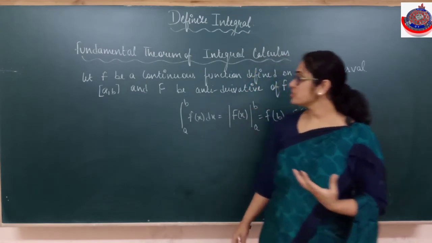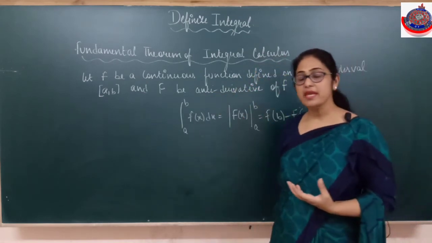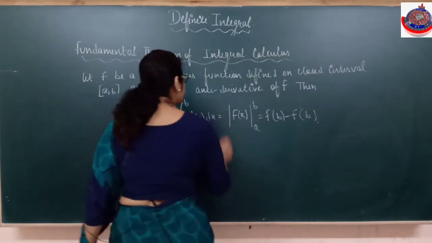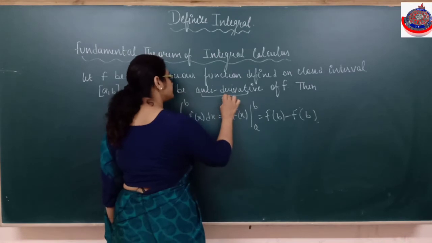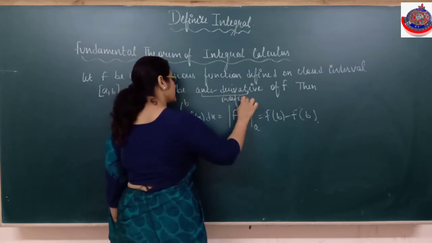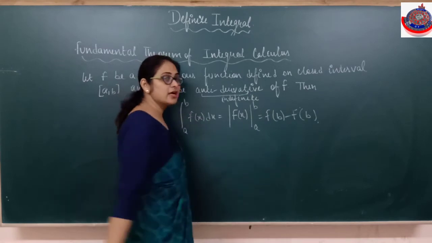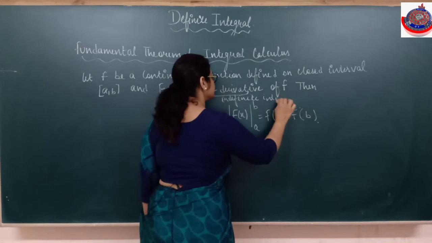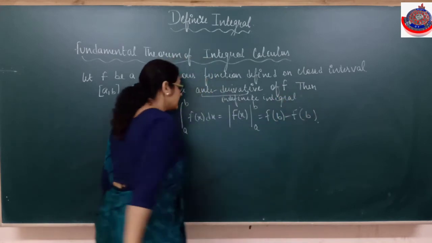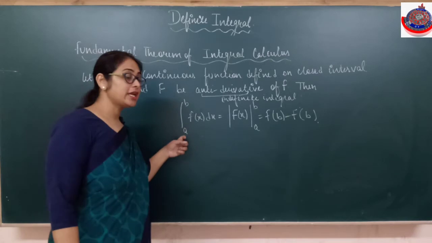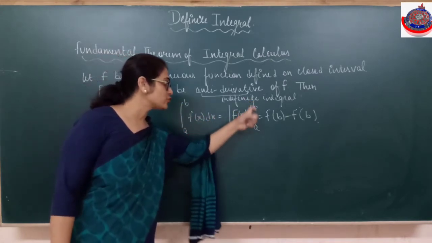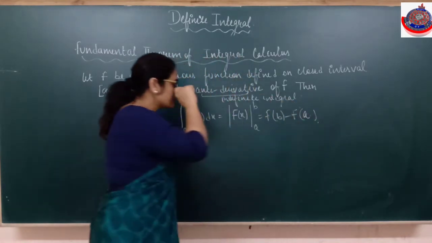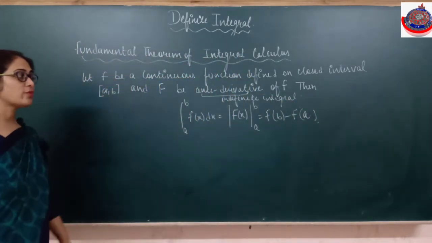So it is a continuous function defined on the closed interval AB, and capital F is called the antiderivative. I have purposely written this word. Antiderivative means integral, because integration and differentiation are anti, the reverse of each other. This is the indefinite integral of f. Then the integral of f of x from limit a to b dx is capital F of x from a to b, that is F of b minus F of a. Is it clear? So simple. This is called the fundamental theorem of integral calculus.